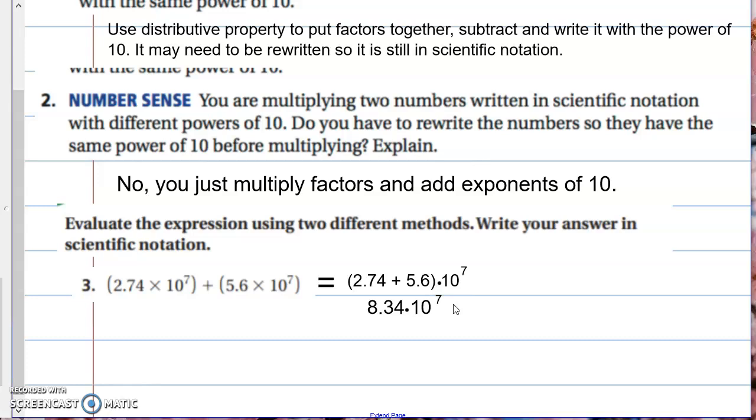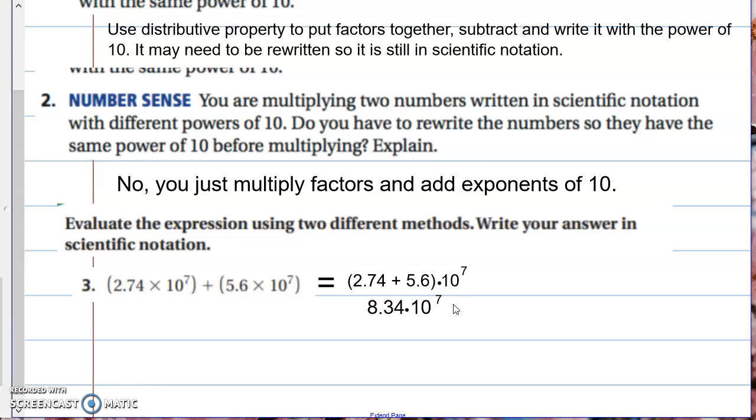So when you're adding and subtracting, keep the same power of 10. When you're multiplying, you add the exponents of your powers of 10. And when you're dividing, you subtract the exponents of your powers of 10.